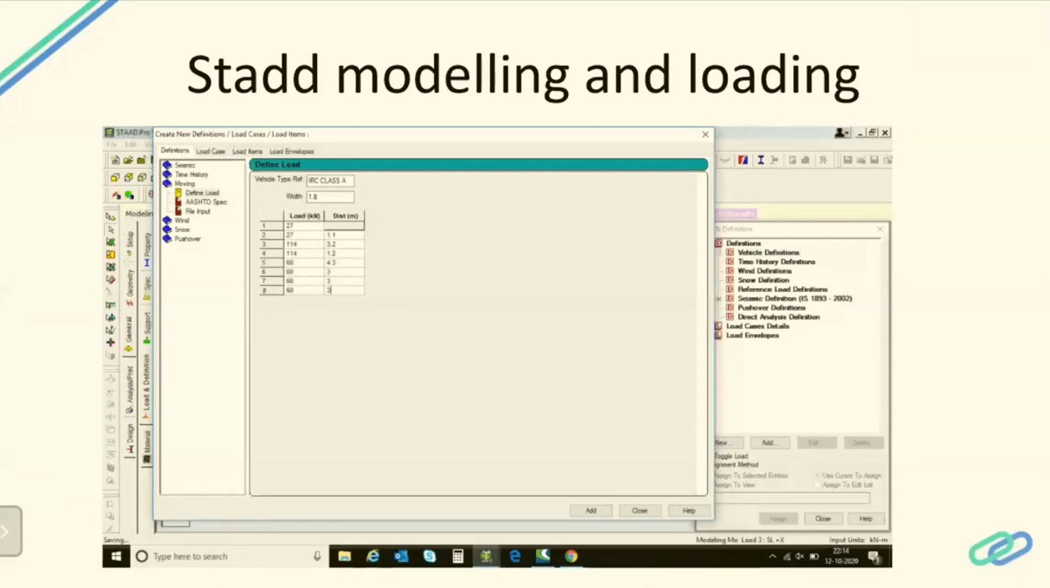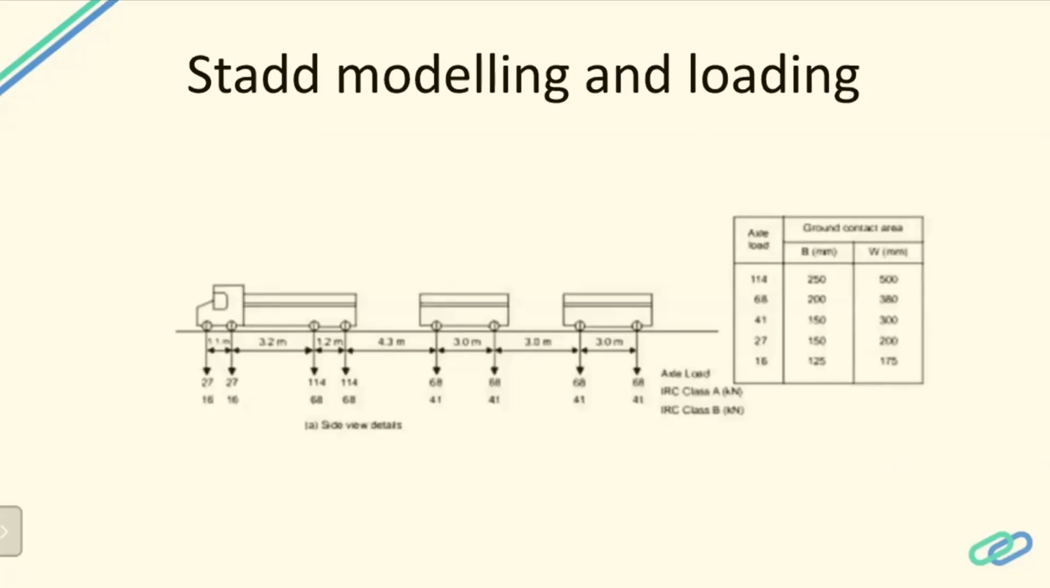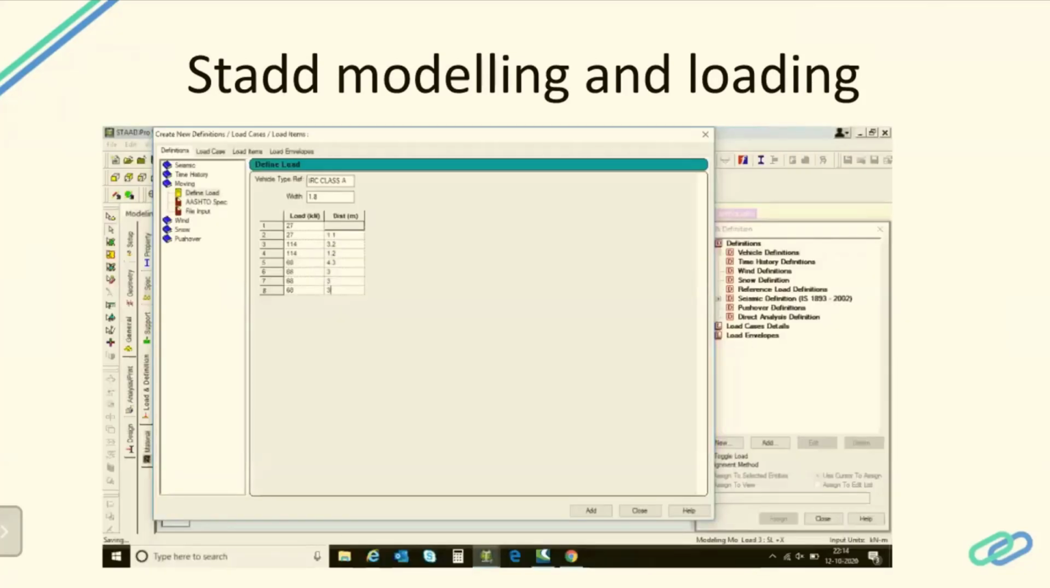So I have given the load like IRC Class A. As per IRC code provisions, the width of the road is 1.8 meter. And what are the loads we are seeing in axles? That is entered as load 1, load 2, load 3, load 4. You can see that the first load is 27 kilonewton, the second load 27 kilonewton, and the distance is 1.1 meter. What is that 1.1 meter? If you go back to the previous slide, you can see the distance between the first load of 27 and the second load of 27 is 1.1. So here, that distance is entered.